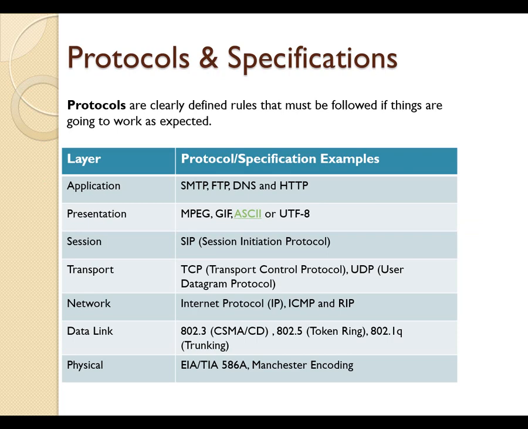So let's take a look at some of the protocols and specifications that exist at each of the layers. At the physical layer, I can have a specification like EIA/TIA 568A. Well, what is all that about? That's really just a cabling specification for an Ethernet cable. And that defines the physical and electrical specifications for the cable that you're going to use for Ethernet.